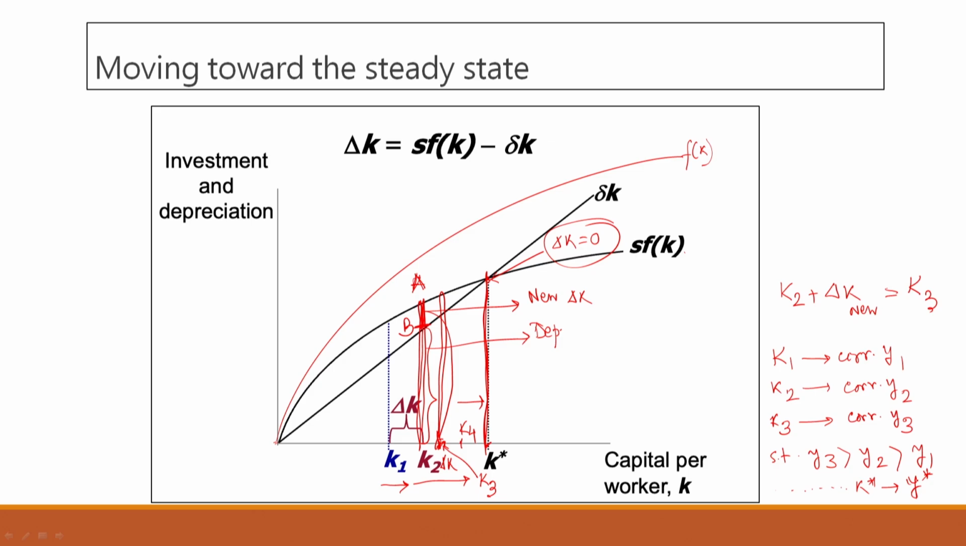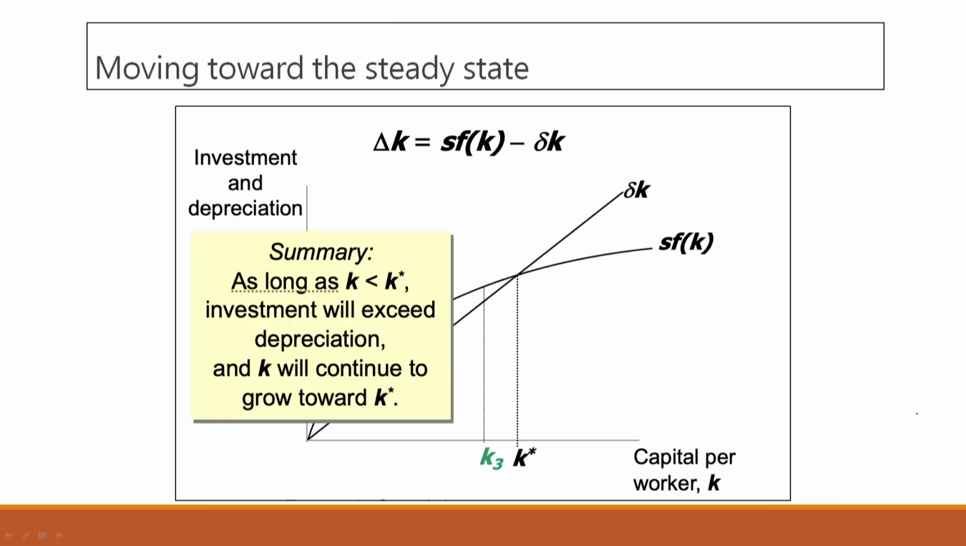Okay. So, what has happened in the process? I hope now the story is playing out. You see here Y1 to Y2, Y2 to Y3. So, this is how growth occurs in an economy, as an economy moves towards the steady state, right. So, this is the summary of what we have seen thus far. As long as K is less than K star, investment will exceed depreciation, as a result of which delta K will always be positive.